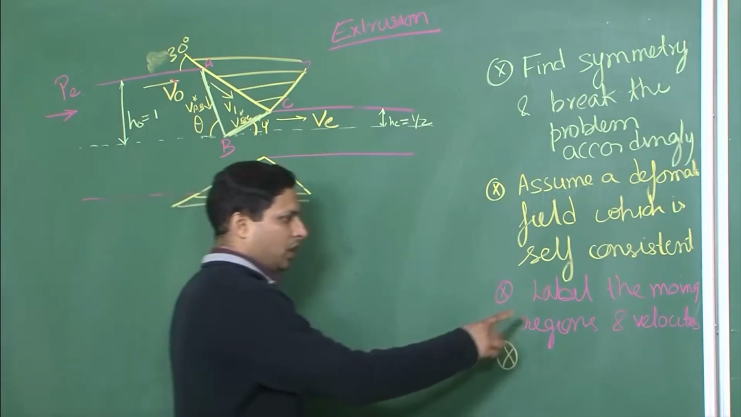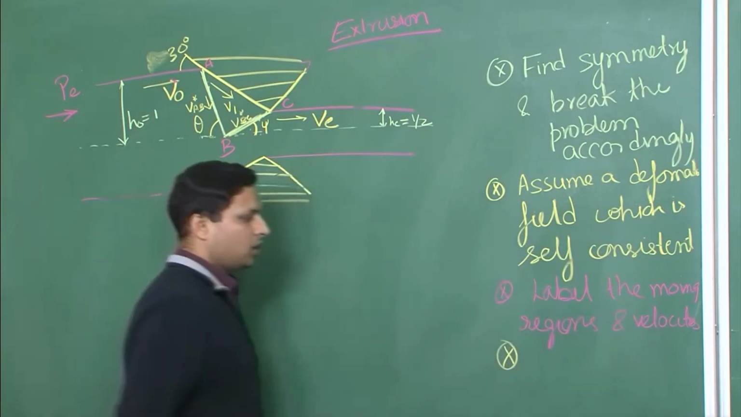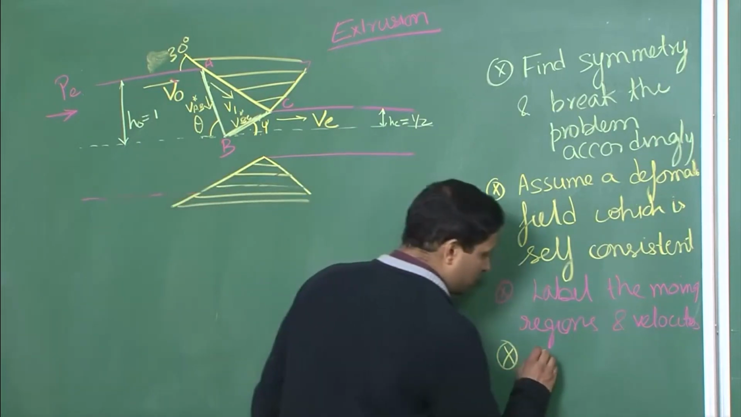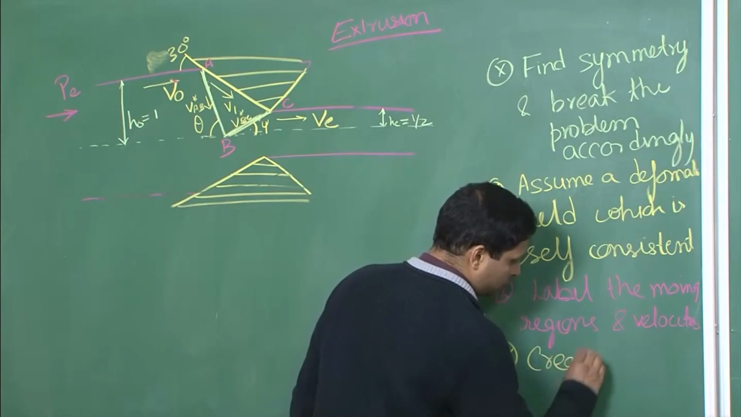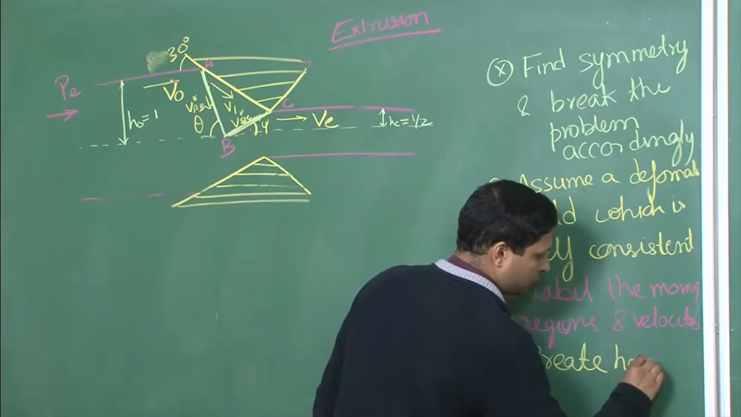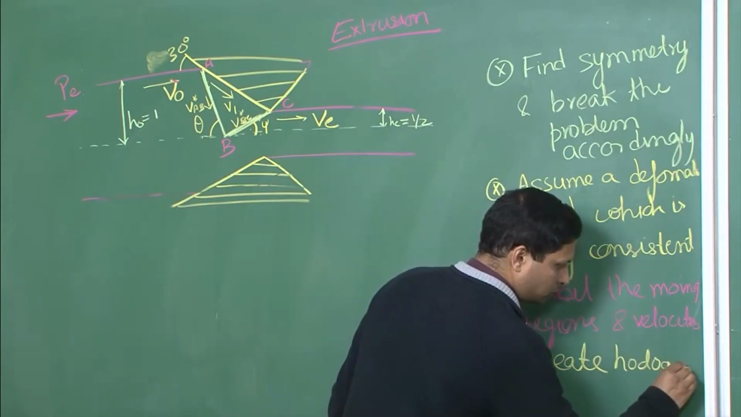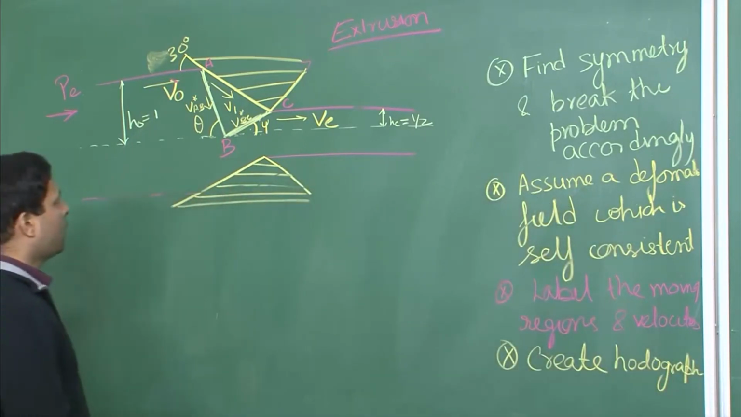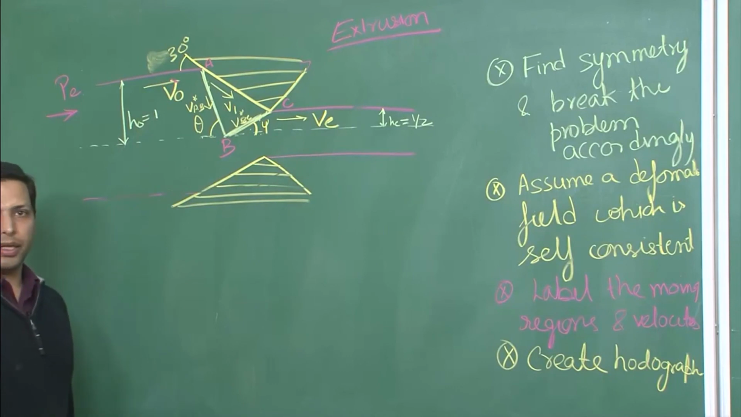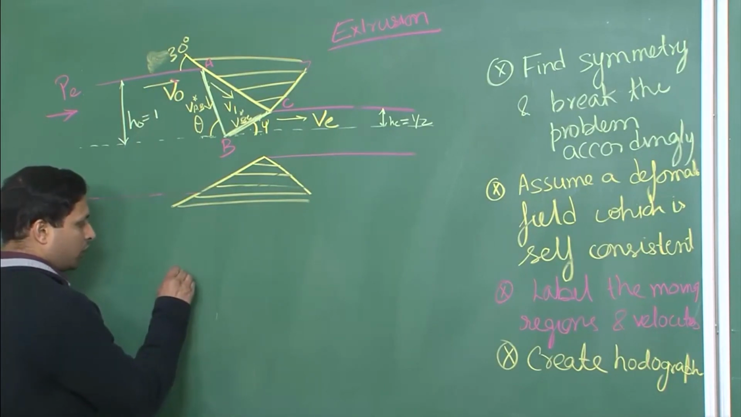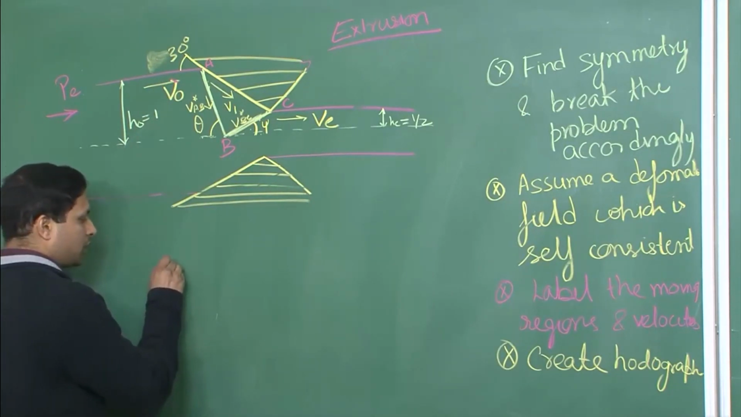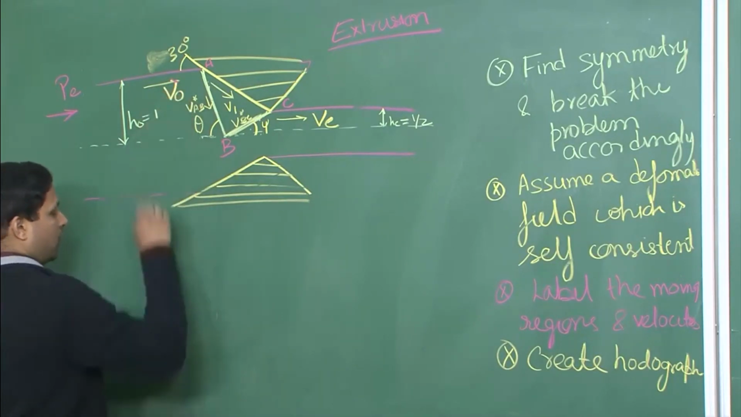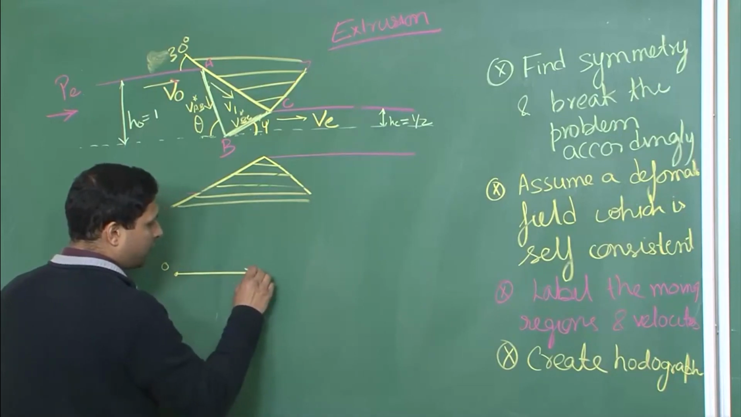So, now I have labeled the moving regions and the velocities. Next step for me is to create the hodograph. Again, for creating the hodograph, you remember what we have to do? We have to take an origin. So, this is our origin. Now, from the origin, the first velocity that we know of is V naught. So, there is some velocity V naught.